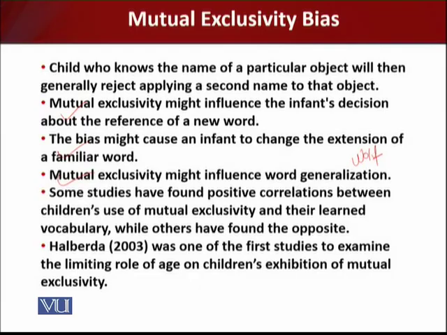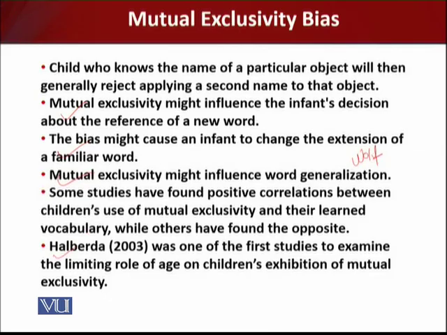Some studies have found positive correlations between children's use of mutual exclusivity and their learned vocabulary, while others have found the opposite. We have Kalashnikoff and Sabbagh's study on parents' facilitation of mutual exclusivity with their 12 to 24 months old, and they found that having parents who gave two labels for an object to their child was positively correlated with having a productive vocabulary. Then we have Halberda's study.